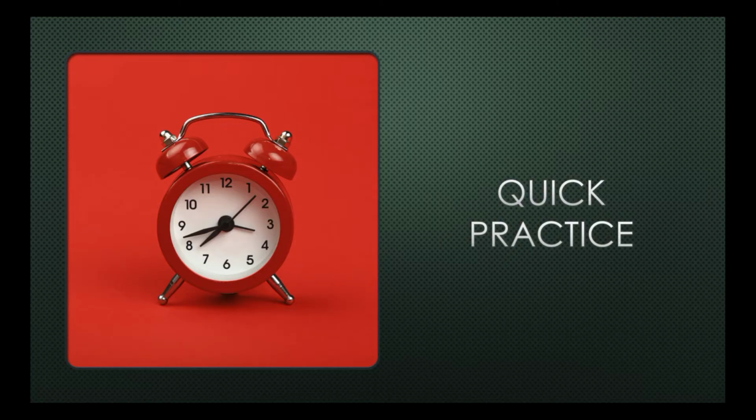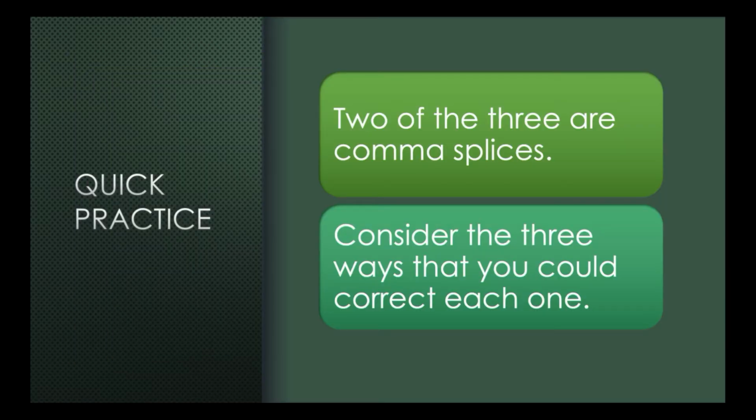We'll do another round of quick practice. 2 of the 3 sentences I'm about to show you are examples of comma splices. Identify these, and then consider the 3 ways that you could correct each one. Here we go.